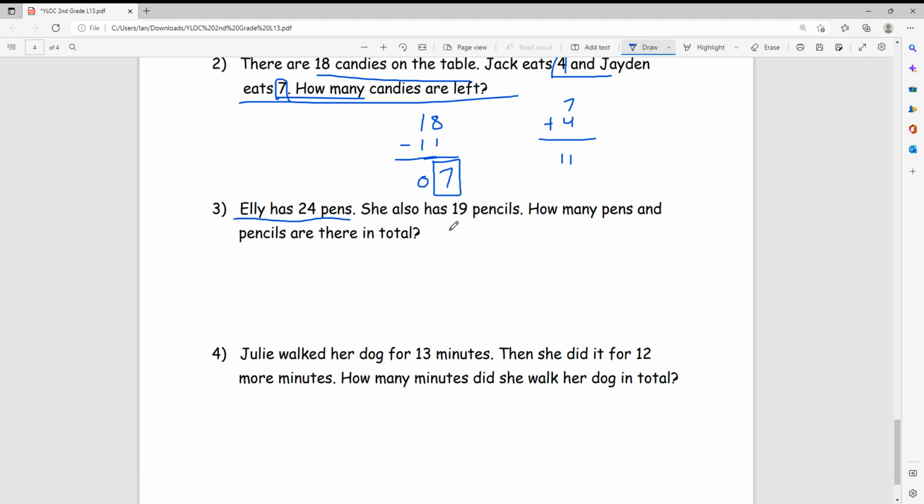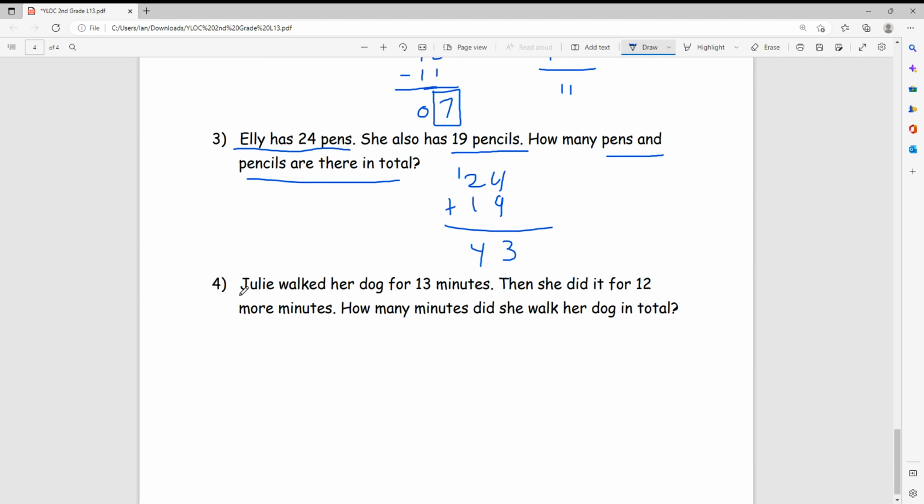Ellie has 24 pens. She also has 19 pencils. How many pens and pencils are there in total? It wants to know the total, so we're just adding 24 plus 19. 9 plus 4 equals 13. We carry the 1 up here. 2 plus 1 equals 3, plus 1 equals 4.